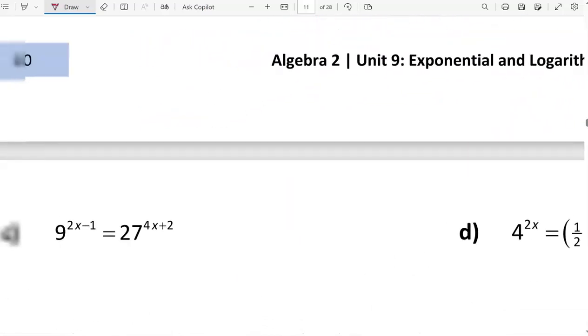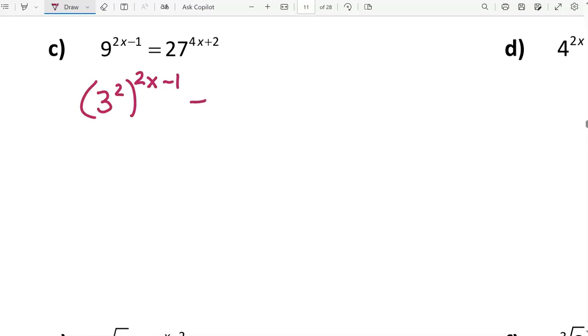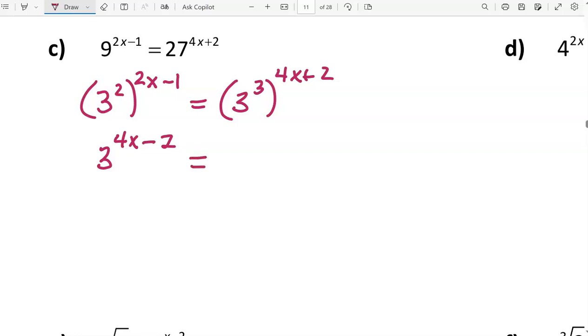All right, let's take a look at another. In C, we have powers of 3, it looks like. 3 squared is 9. So we have 3 squared to the 2x minus 1, and 3 cubed is 27. So we have 3 cubed raised to the 4x plus 2. When we raise a power to a power, we multiply the exponents. 2 times 2x minus 1 is 4x minus 2. And 3 times 4x plus 2 is 12x plus 6.